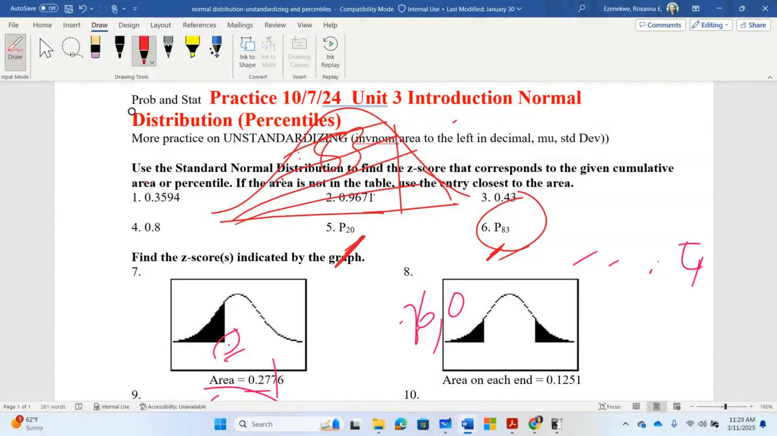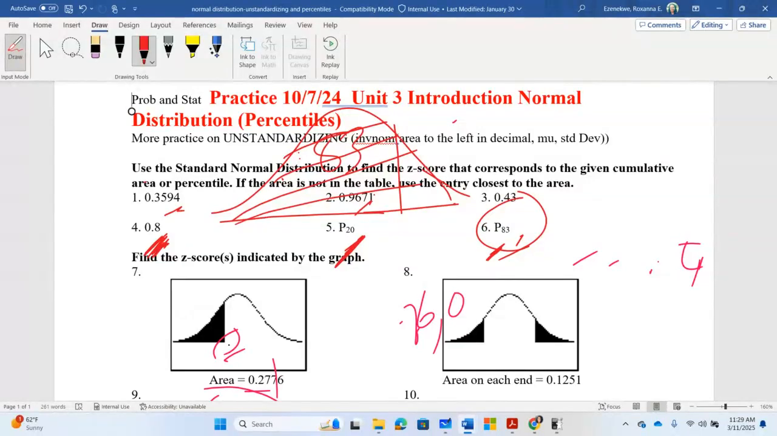P20, find the 20th percentile. P80, P35, and so on. Okay, so they are percentiles. So this is how to find percentile using your calculator. Find the 83rd percentile is another way of telling you that.